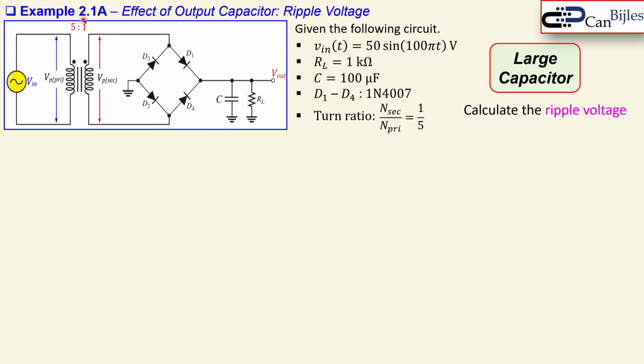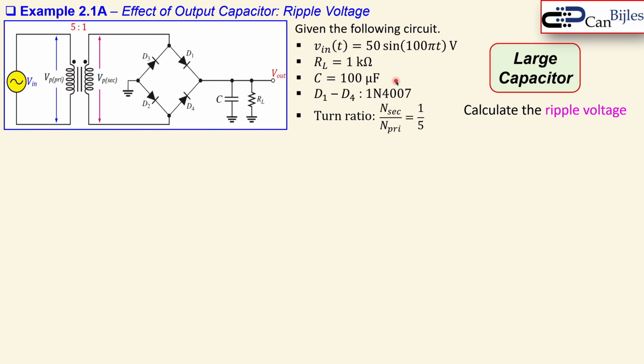All right. Let's look at an example, 2.1a. Again, we look at the effect of the capacitor, and that is the ripple voltage. We have now the V in here, the transformer. This is the primary part, VP primary, and we also have the secondary part. The turns ratio is 5 to 1. That means this voltage here is 5 times the voltage of the secondary part. So if I apply here 50 volts peak, that means 10 volts peak here at the secondary.